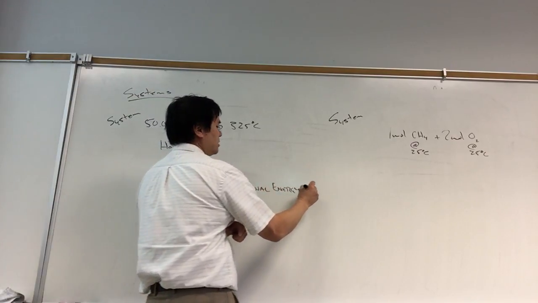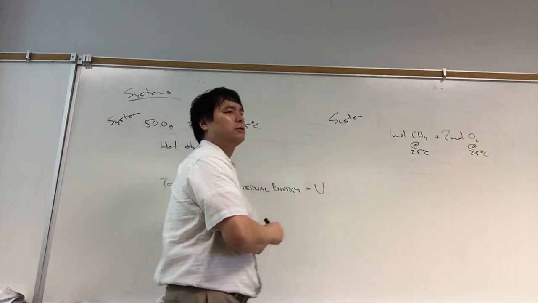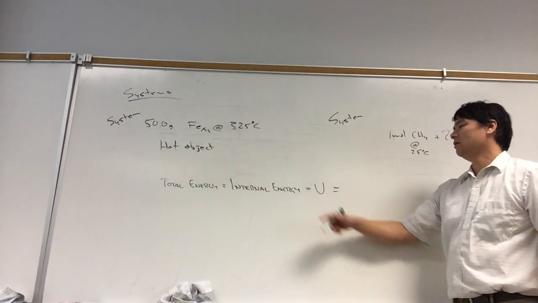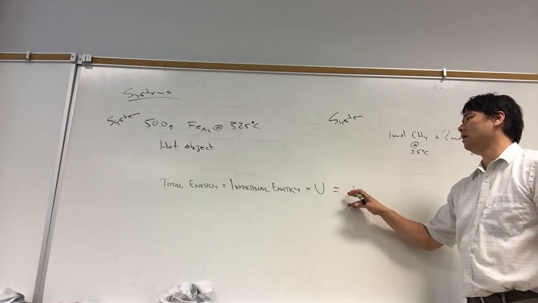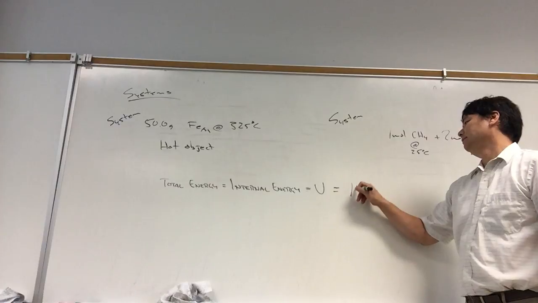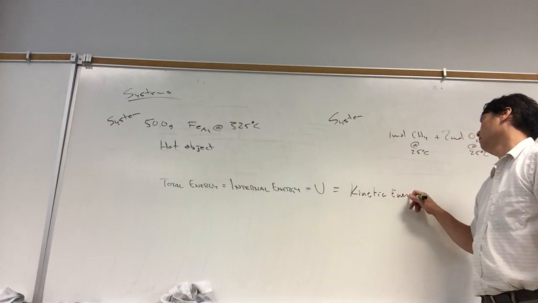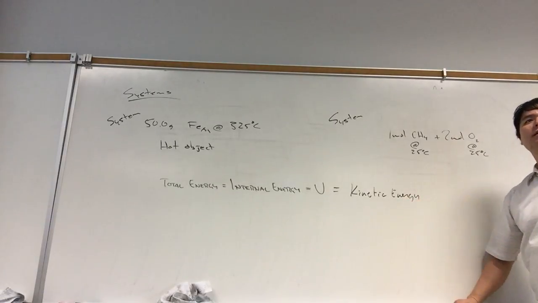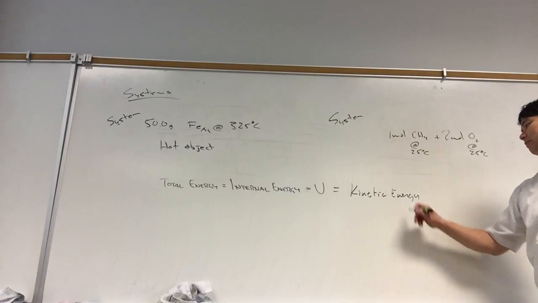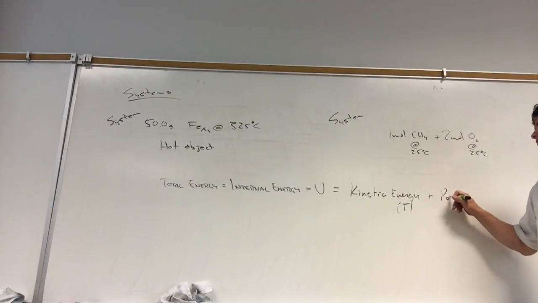The internal energy gets the symbol U in our book, but it also gets other symbols depending on what book you're using. The total energy, or internal energy, is going to equal the kinetic energy, which is related to what again? Temperature, and potential energy.